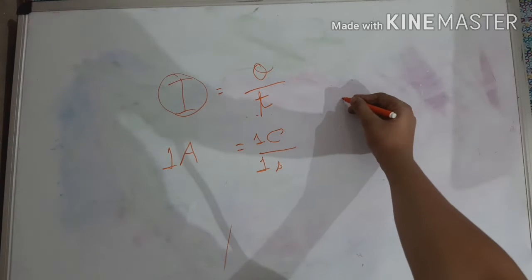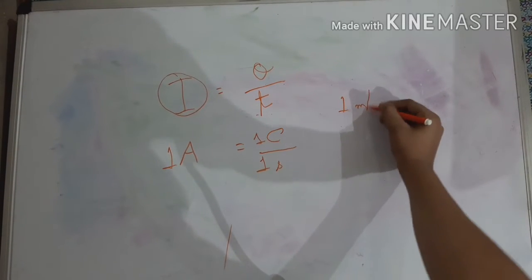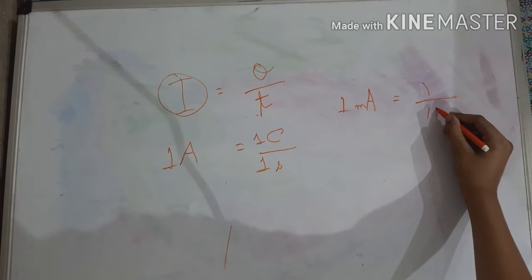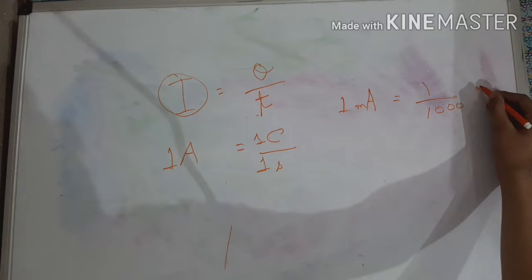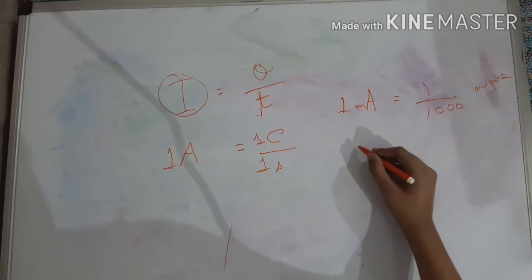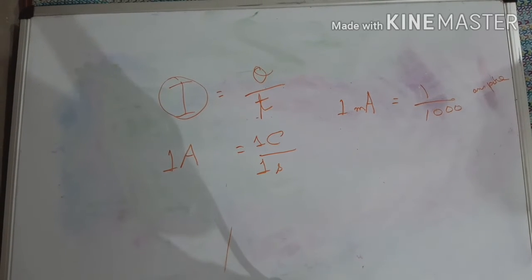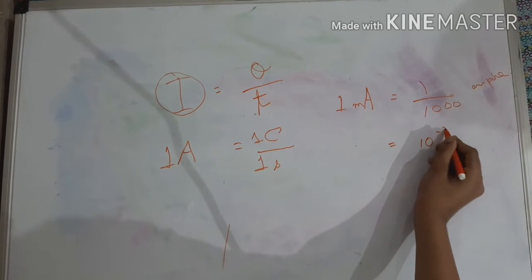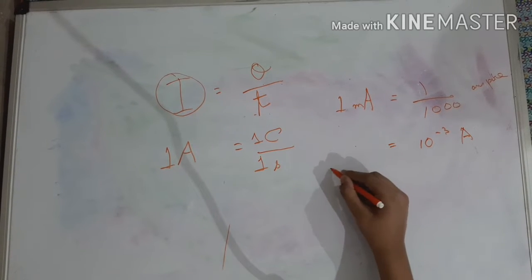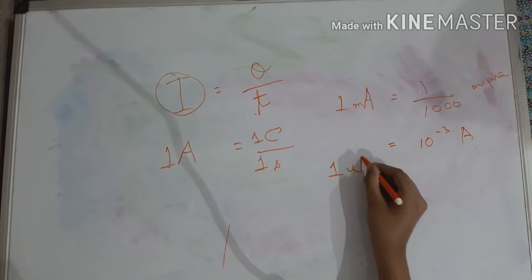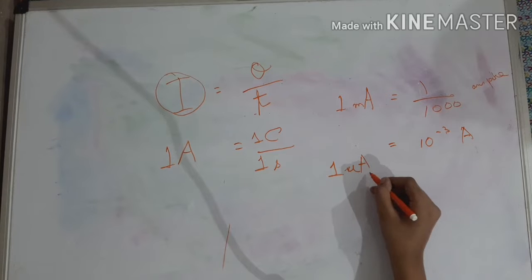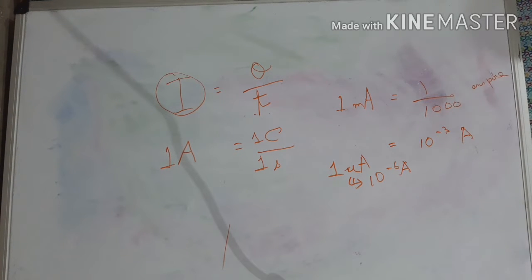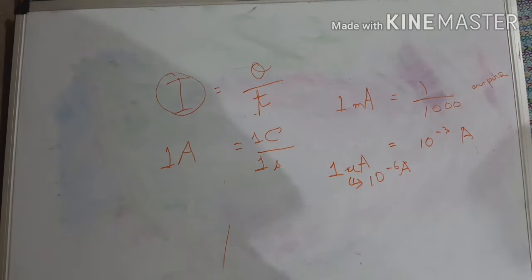Now what is 1 milliampere? 1 milliampere is equal to 1 by 1000 ampere, which can also be written as 10 to the power minus 3 amperes. Now what is 1 microampere? 1 microampere is equal to 10 to the power minus 6 amperes. So this is what electricity is. Electricity is nothing but just how much charge flows per second.